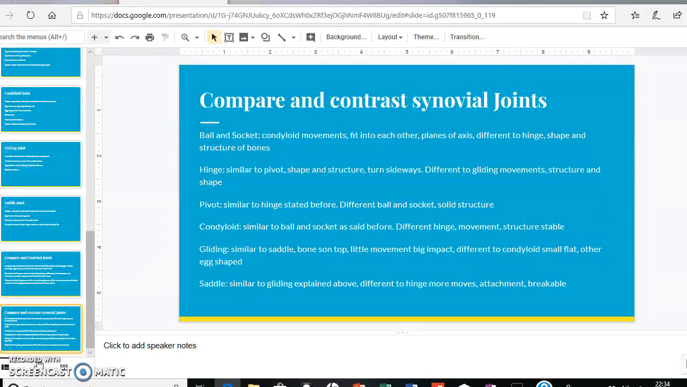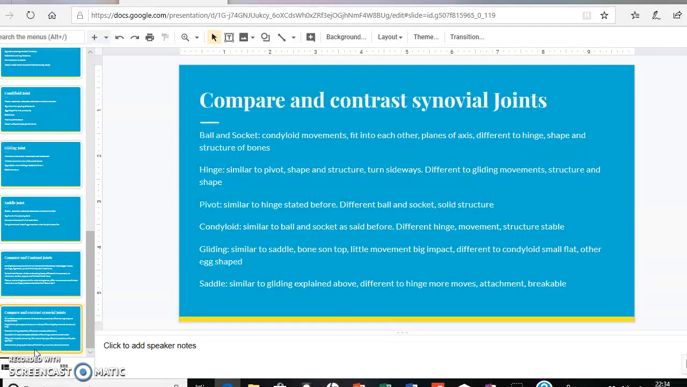The ball and socket joint is similar to the condyloid joint because they both do the movements extension, flexion, abduction, adduction, and circumduction. Also, they are both two bones that fit into each other. However, they are different because the condyloid doesn't allow rotation, but the ball and socket joint does. This then means that the condyloid can only move along one plane of axis compared to the ball and socket that can move along all planes of axis.